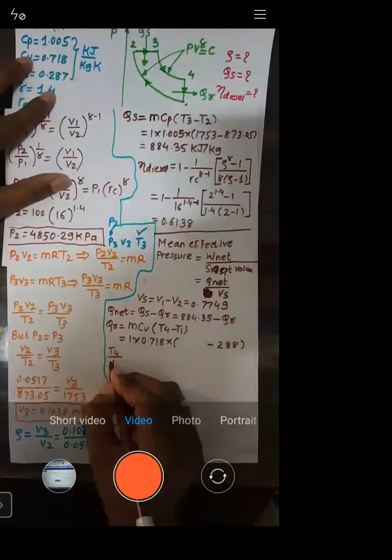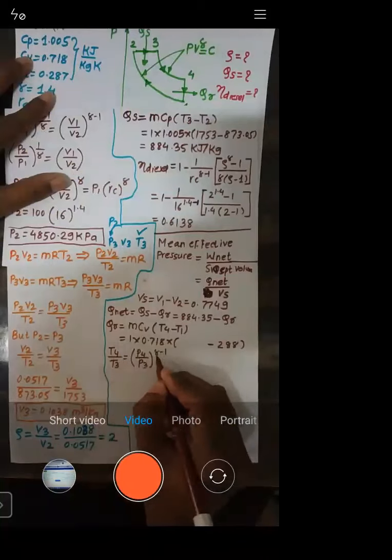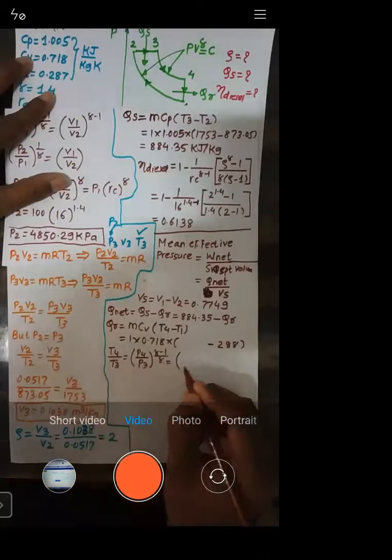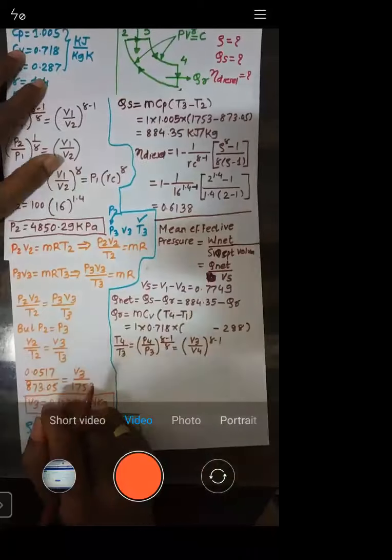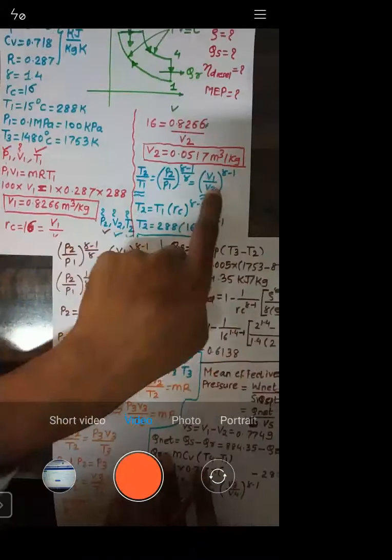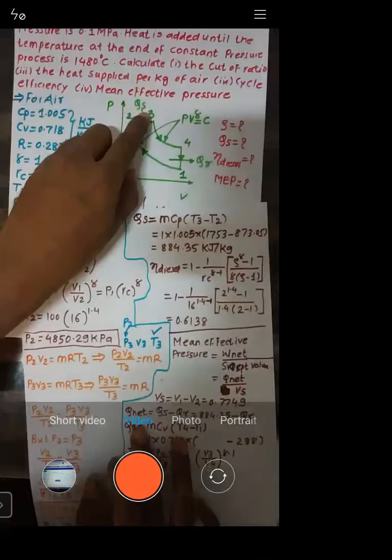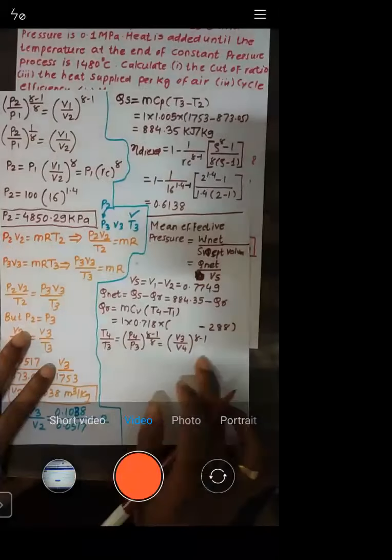T4 by T3 is equal to P4 by P3 raised to power gamma minus 1 by gamma, which is equal to V3 by V4 raised to power gamma minus 1. I repeat, the law which I wrote for 1 to 2, I'm writing the same law for 3 to 4, because 1 to 2 and 3 to 4 are isentropic. So I have just written this law, right?